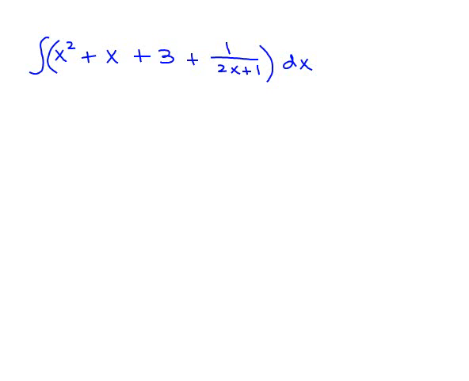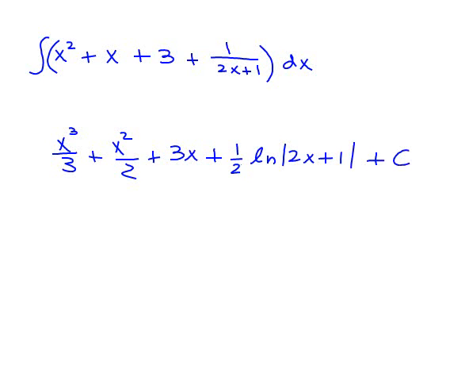So our original rational expression is the same as x^2 + x + 3 + 1/(2x + 1). We can use the power rule to integrate the first three terms and use natural log to integrate the fraction.